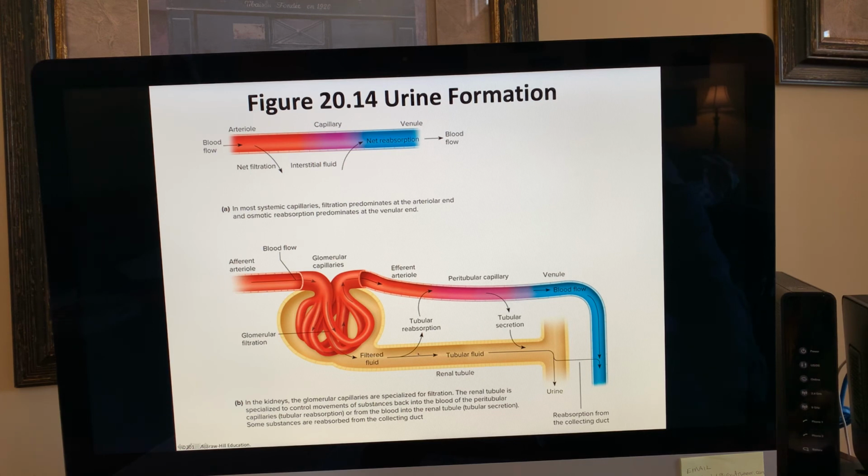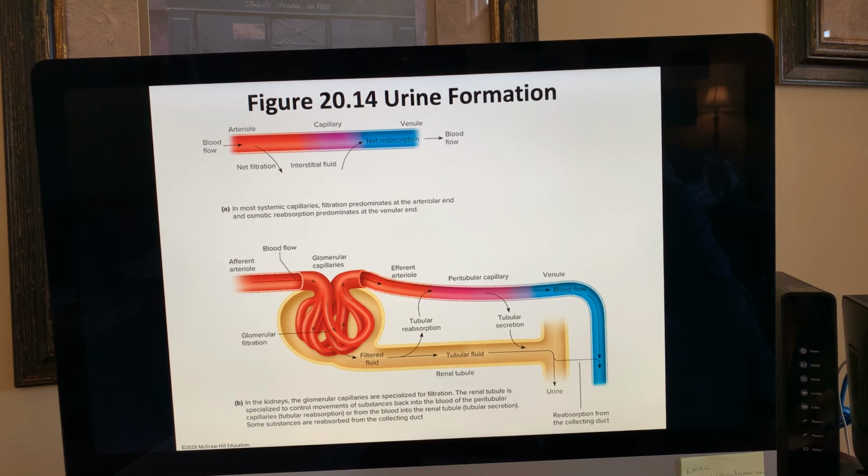The filtered fluid that's filtered into the nephron capsule is transferred through the proximal tubule and the distal tubule. And some of the stuff that's filtered in, you're going to want back. So you'll reabsorb that. What are you going to reabsorb? Well, most of the water, as we'll see, you'll want to reabsorb. You'll also want to reabsorb nutrients like glucose, amino acids, things like that.